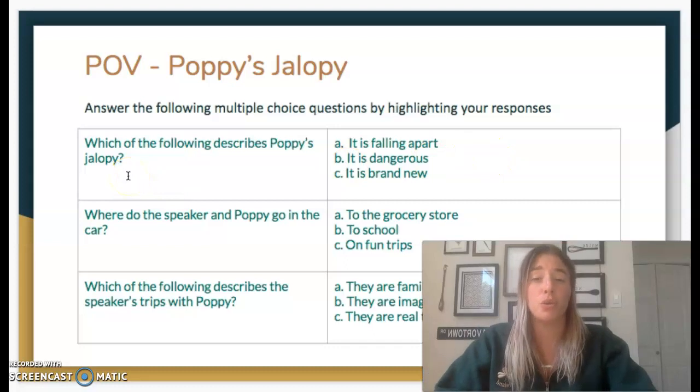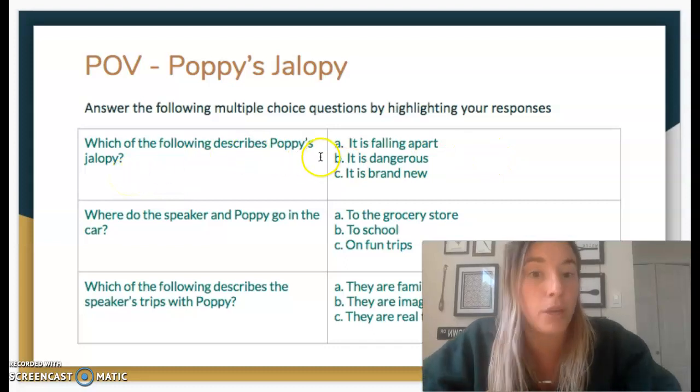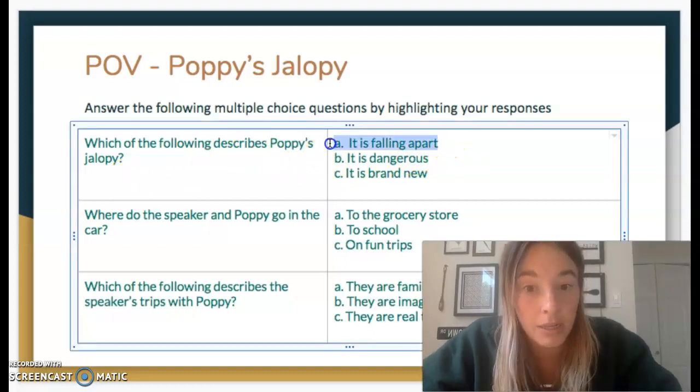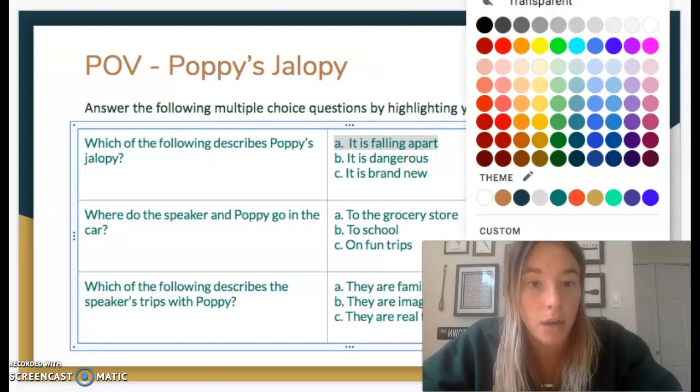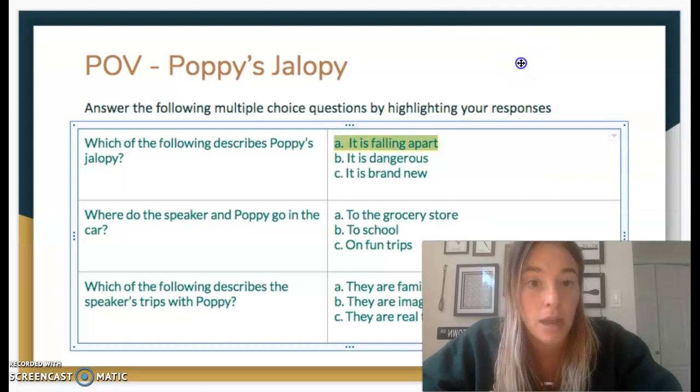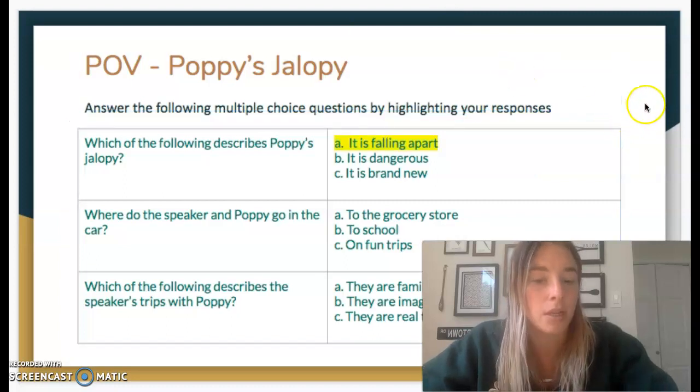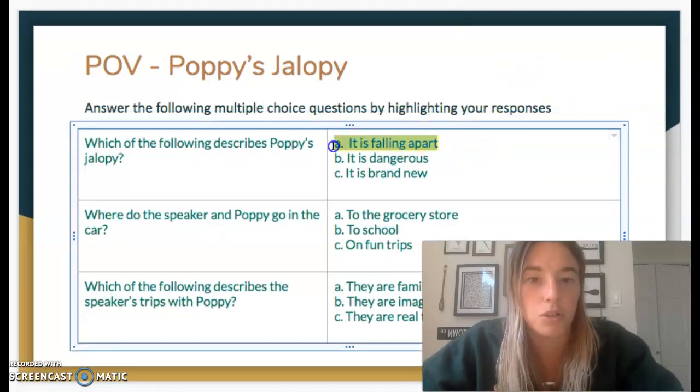So for the first question, which of the following describes Poppy's Jalopy? You are going to highlight the answer that you think it is, and there's your response. So it's basically like a little multiple choice quiz with 3 questions.